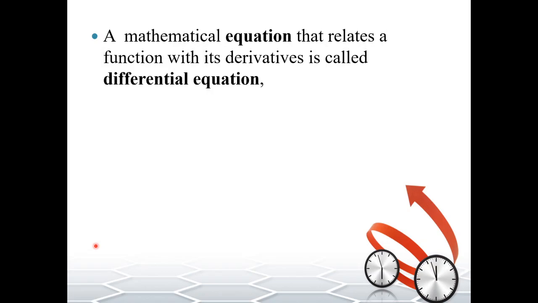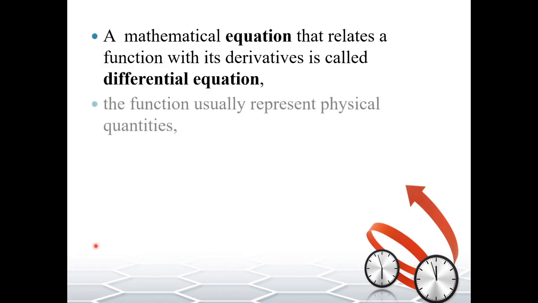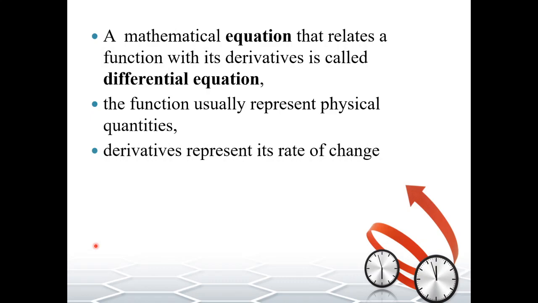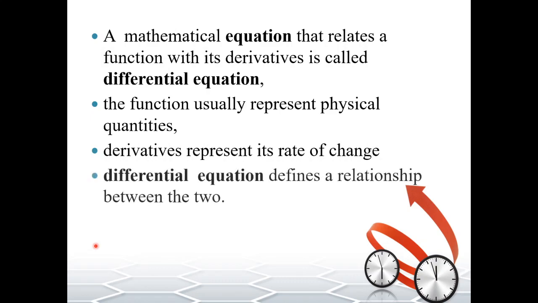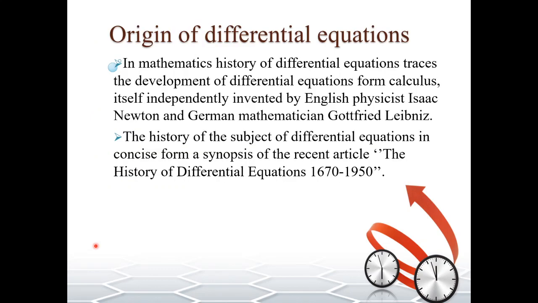So likewise, such an equation which contains a function or a dependent variable, an independent variable, and the derivative is called a differential equation. What is the logic behind it? Functions usually represent physical quantities, derivatives represent rate of change, and hence a differential equation is the relationship which correlates the two. Between the two means a function containing a physical quantity and the other one which defines the rate of change.